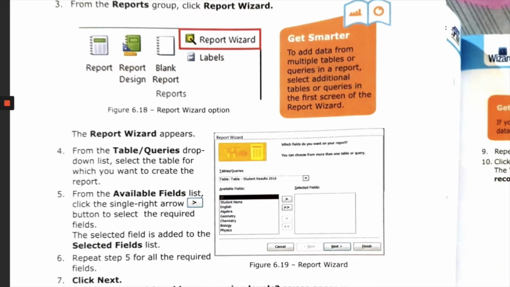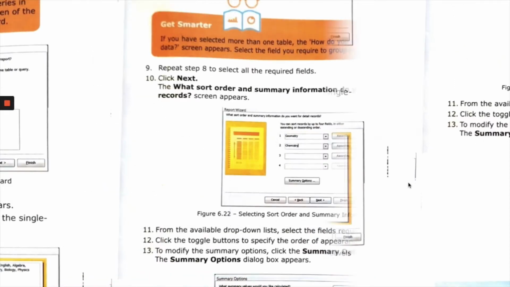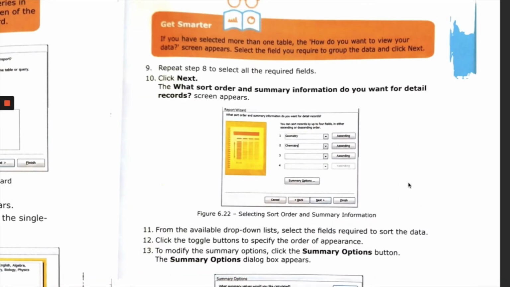Then click Next. The Do You Want to Add Any Grouping Levels screen appears. Select the fields which will allow you to group the data. Click the single right arrow button. Below you can see in figure 6.21 adding the grouping levels. Repeat step 8 to get all the required fields.